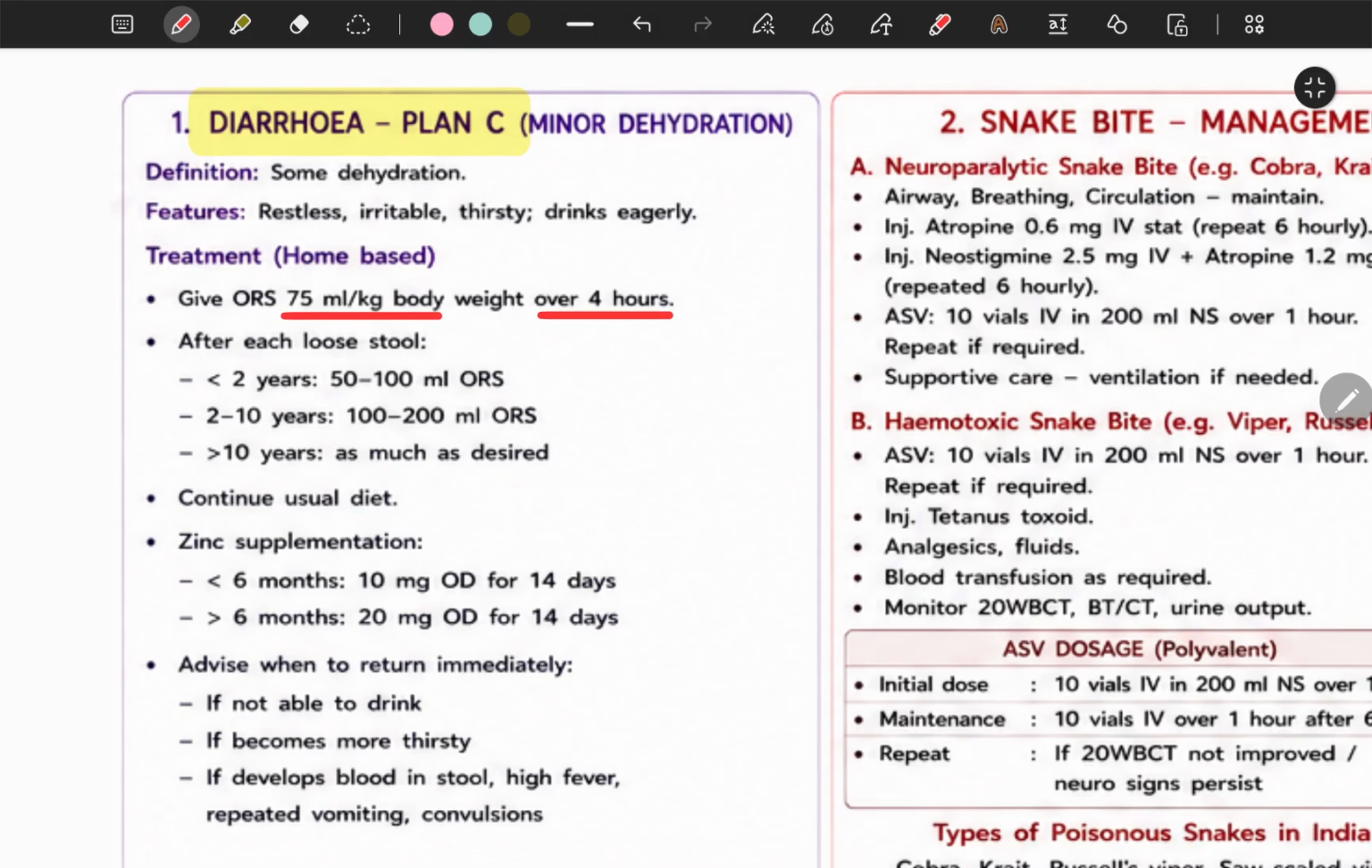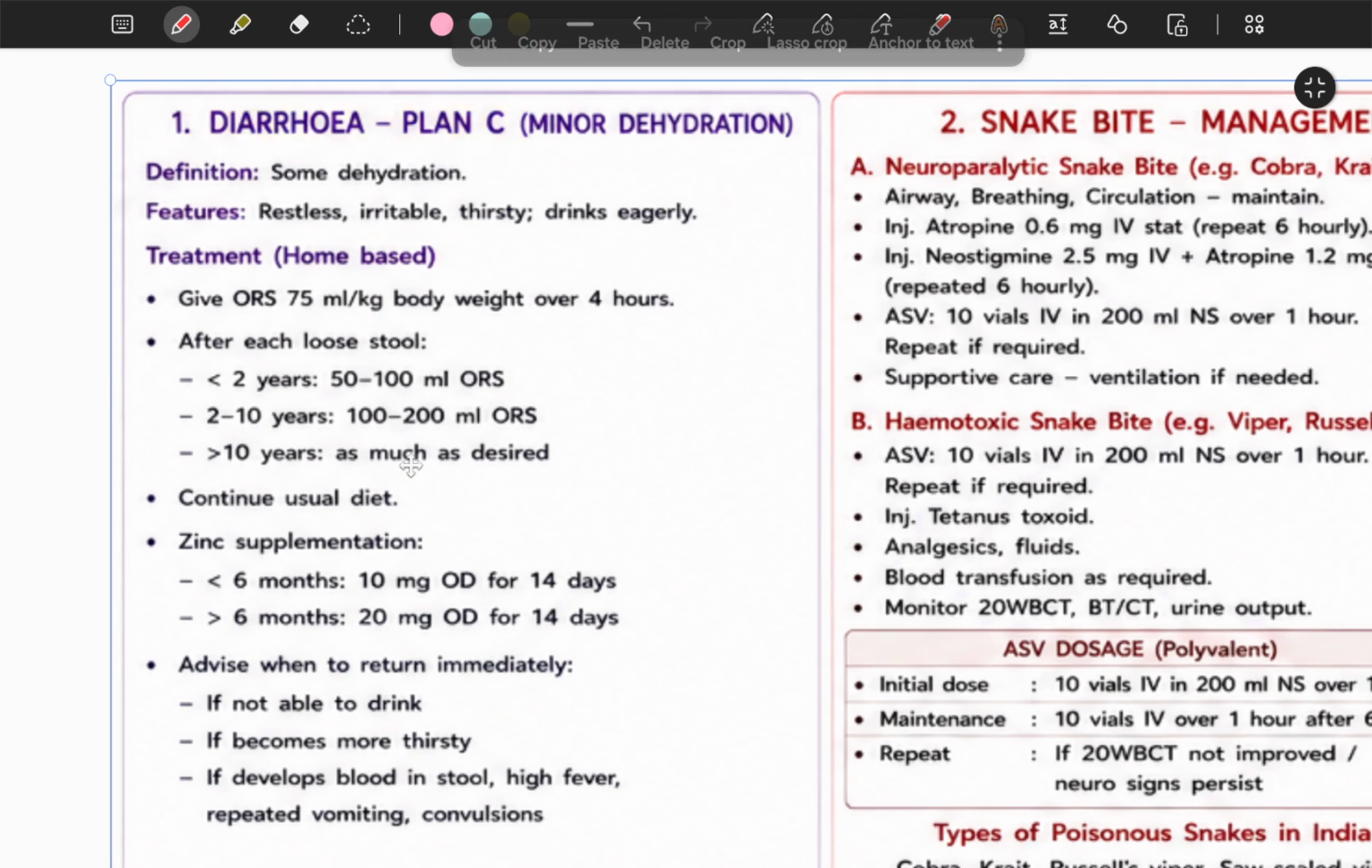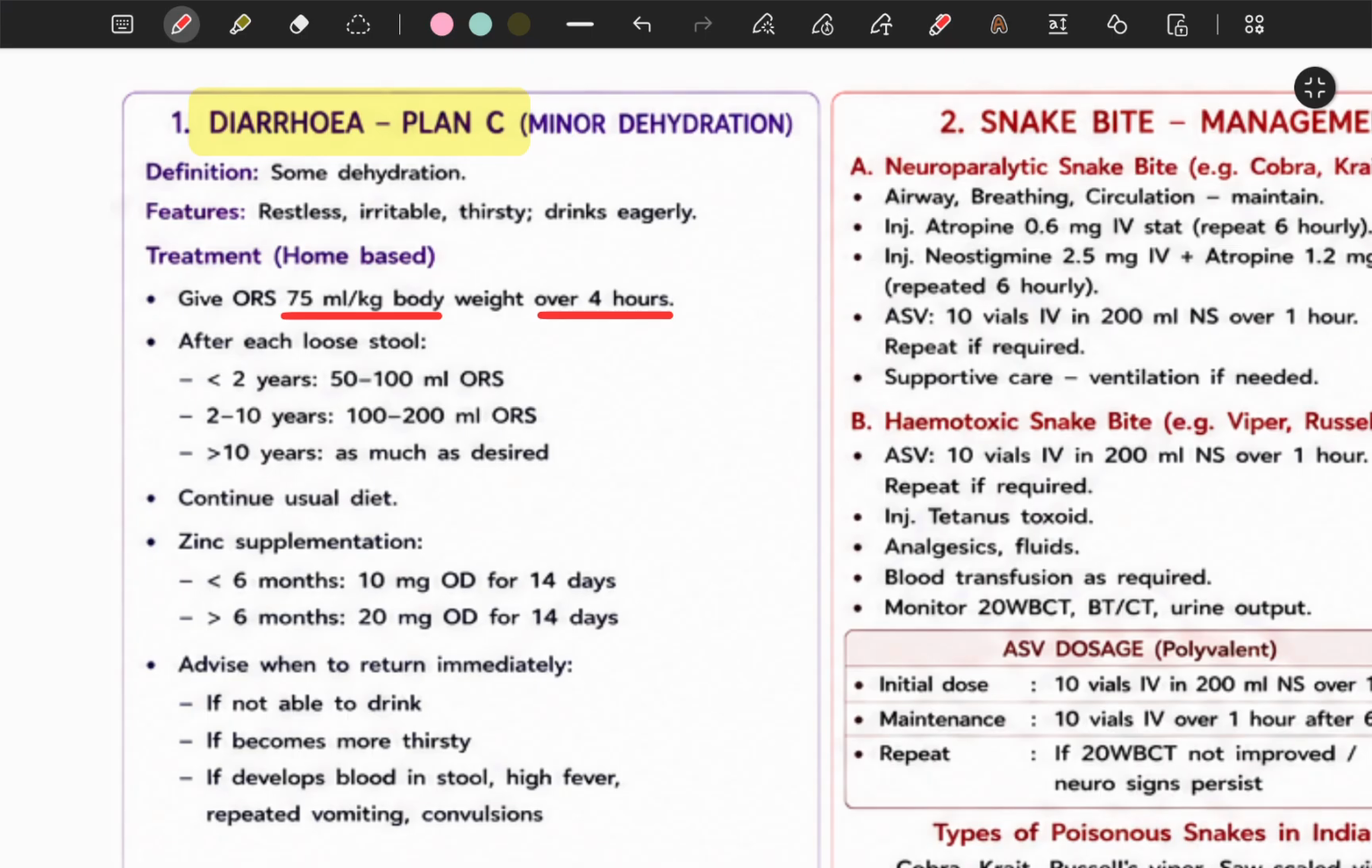Then after each loose stool, you have to give some amount of ORS. This depends on age. If the child is less than 2 years, you give 50 to 100 ml ORS. For 2 to 10 years, you give 100 to 200 ml ORS. If more than 10 years, you give as much as desired. Continue the usual diet.